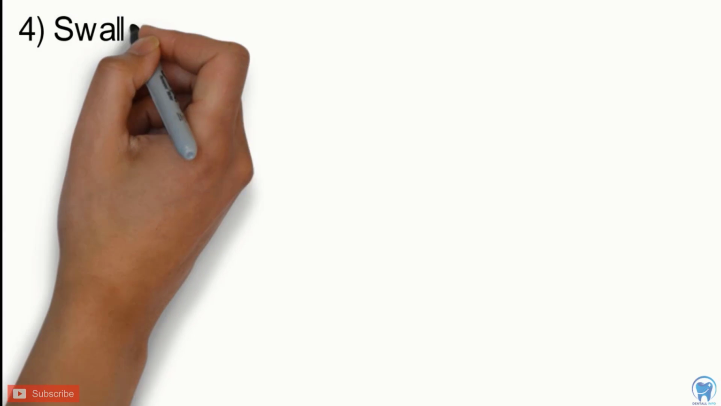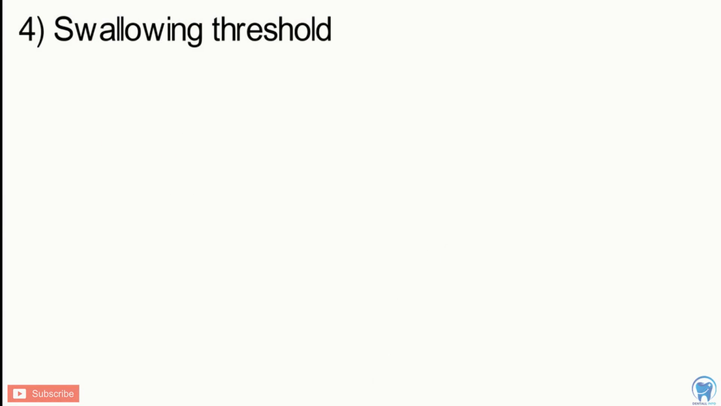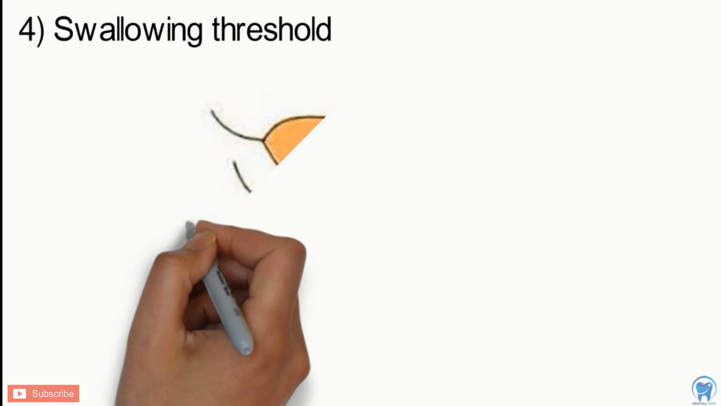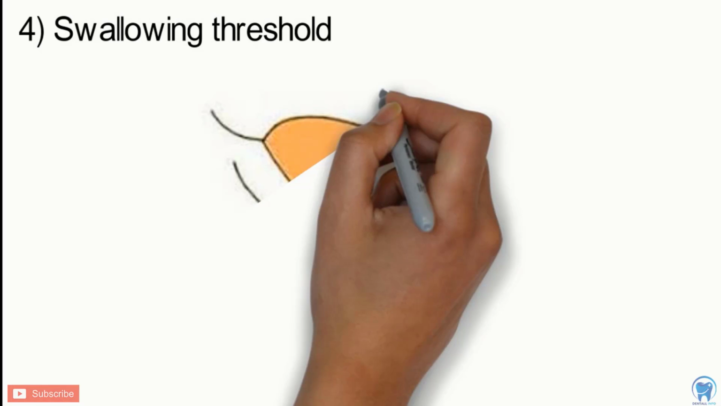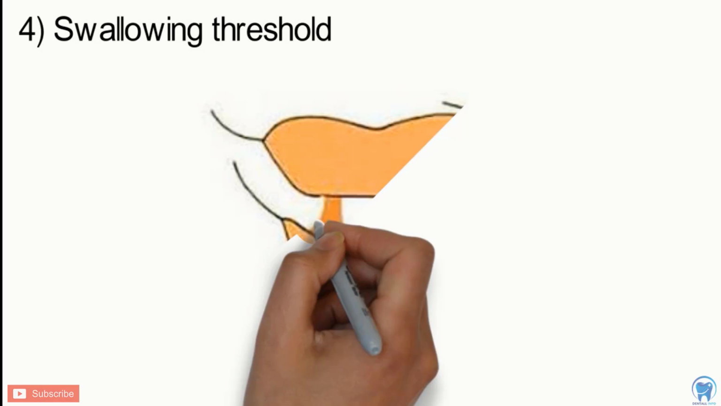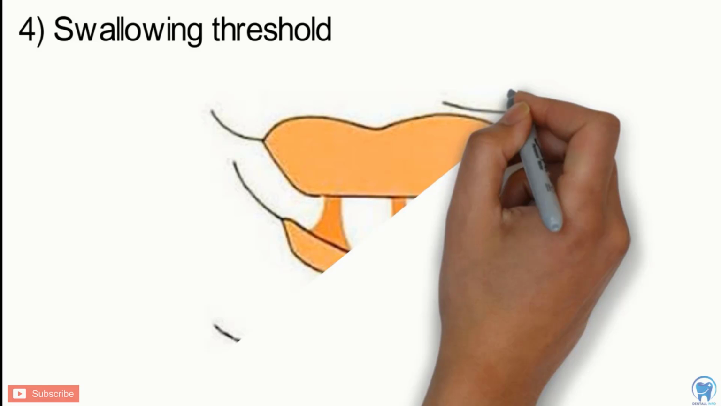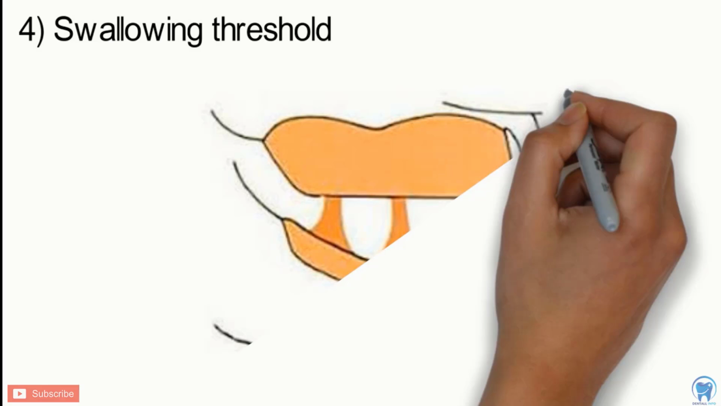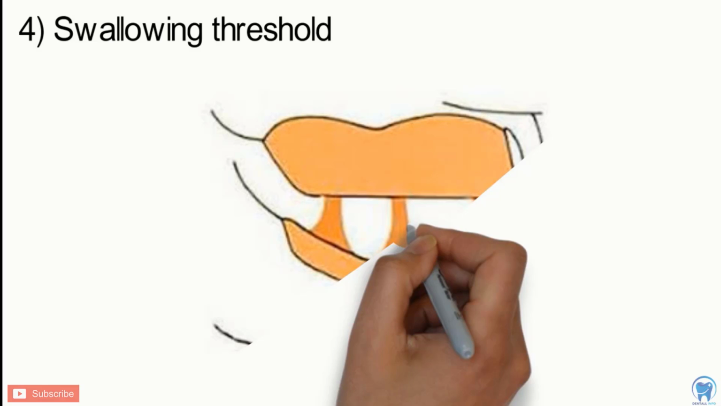Next method is the swallowing threshold method. It is observed that teeth come together with very light contact at the beginning of the swallowing cycle. The highest point of contact between the teeth is the vertical dimension of occlusion. This technique involves the building of cones of wax on the lower denture base in such a way that they contact the upper occlusal rims when the jaws are opened too wide.